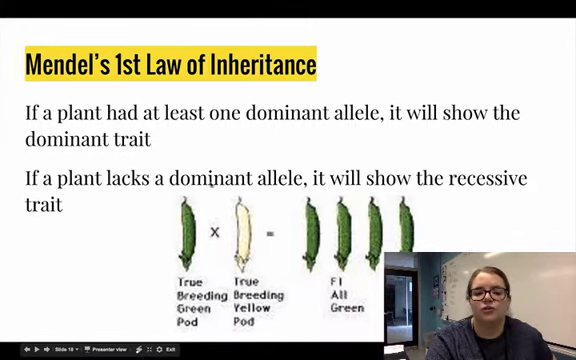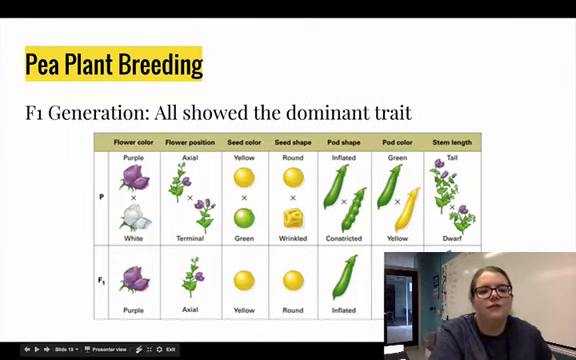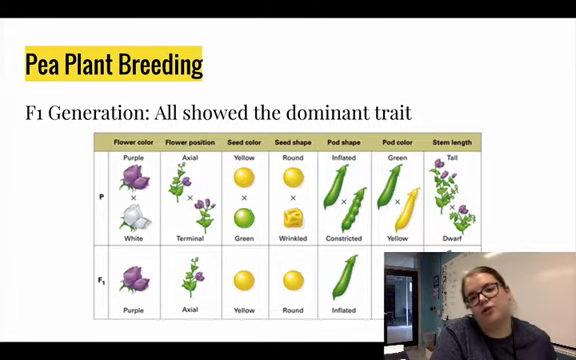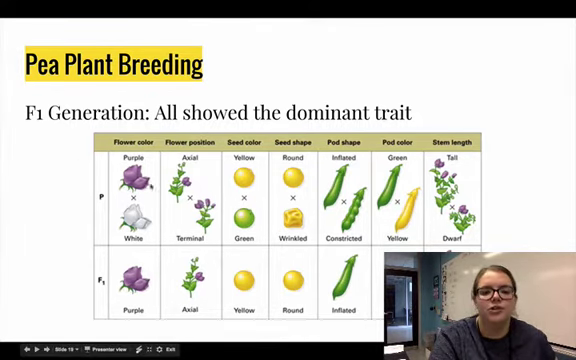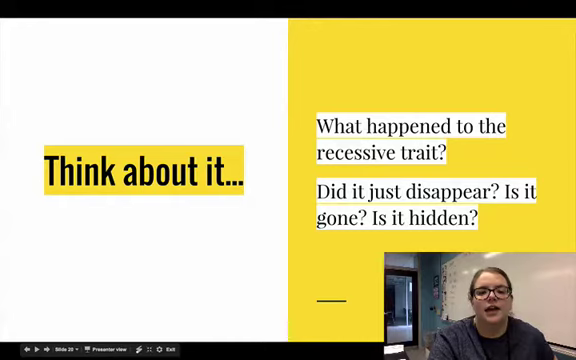So if mom and dad here are true breeding, always green, always yellow, the result is all green. That tells us green is dominant, yellow is recessive. So the F1 generation, again, 100% of them showed the dominant trait. So here's our P generation, true breeding, and here's our F1 generation. 100% of them showed the dominant trait. All right, so then what Mendel did was he took that F1 generation and he allowed them to self-pollinate. All right, so 2 purple parents, basically 2 axial parents, which means flowers off to the side, yellow, round, etc., to get the next generation.